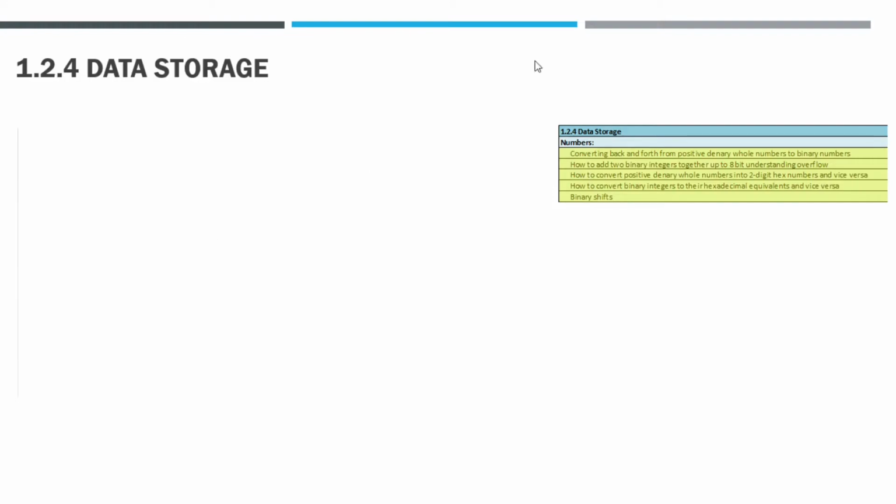Okay, right, so what's the next one on our thing over here? So we've done that. Let's actually lower this now. So we've done those 2. Let's just highlight the bit we're doing. How to convert positive denary numbers into 2-digit hex and vice versa.